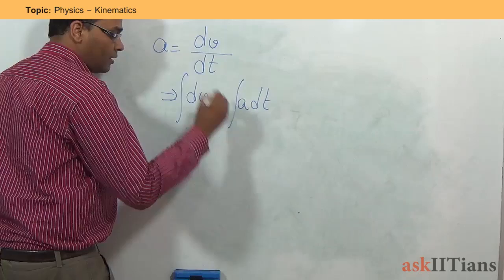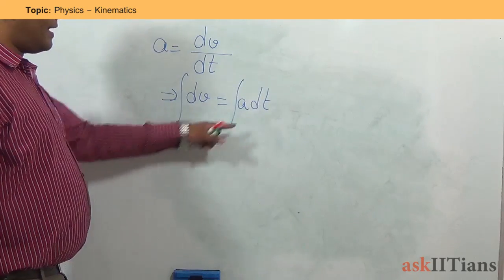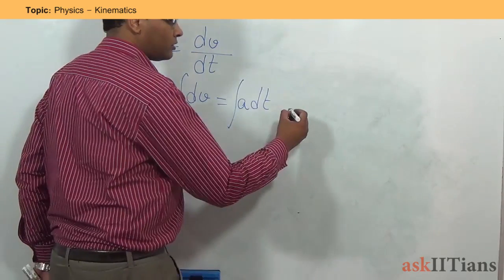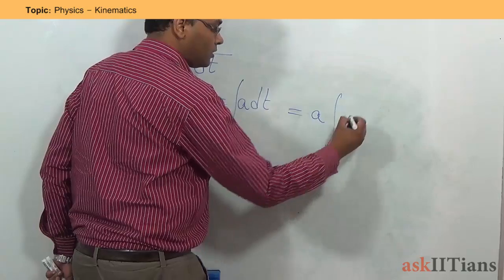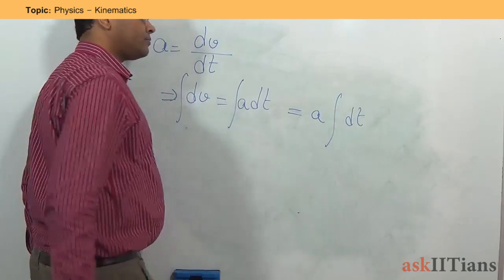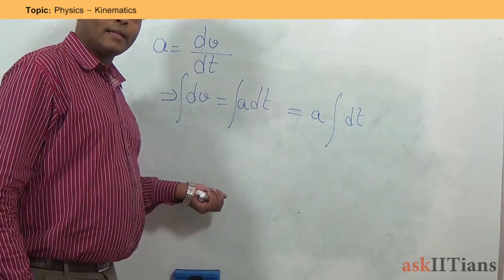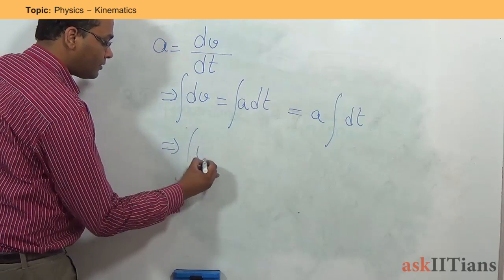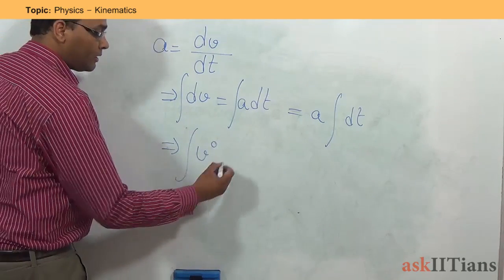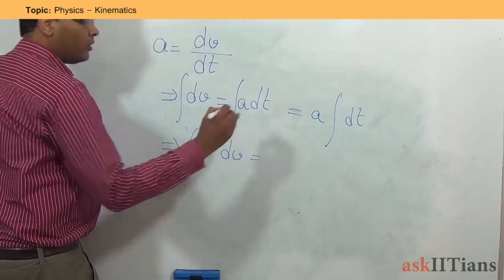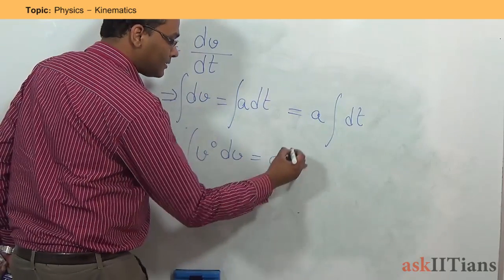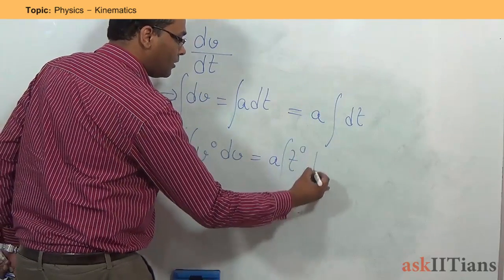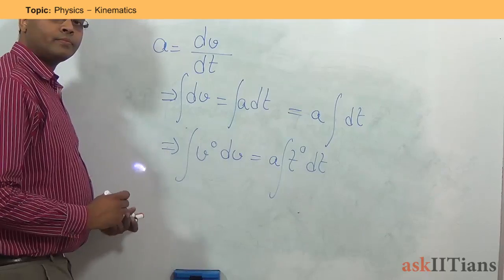So now I'm going to integrate it. Acceleration is just a constant, so I can take it out. So this becomes dt here. But on the left side, what we are integrating, we don't have anything, so I can simply say this can be written as v raised to the power 0 dv. On the right hand side, this is equal to a times t raised to the power 0 dt.